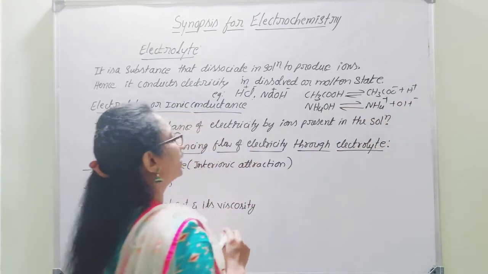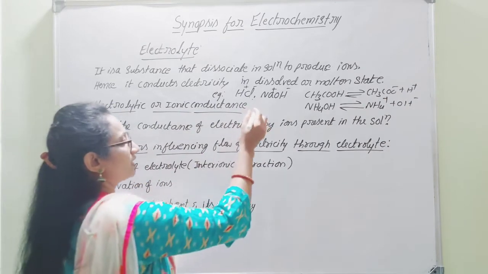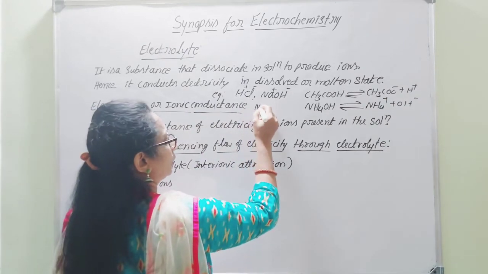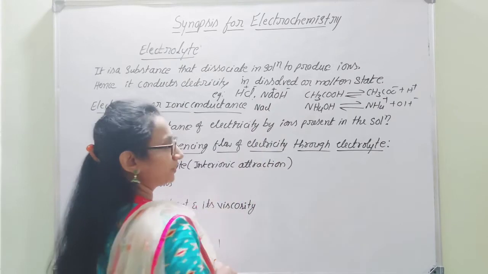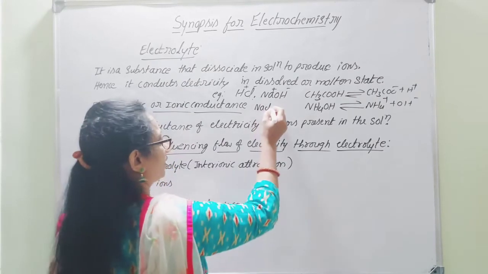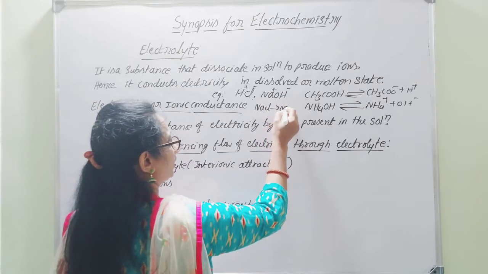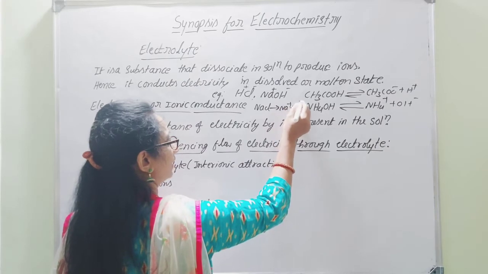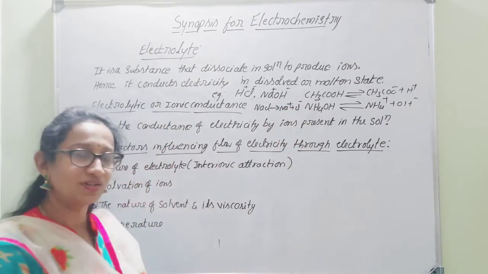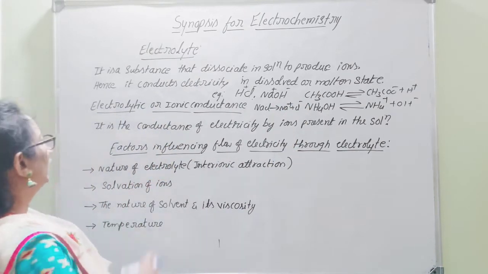That is how we can consider different examples which are said to be electrolytes. Either they will be strong electrolytes or weak electrolytes. So if we consider NaCl, it dissociates completely to give Na plus and Cl minus. It is also an example of a strong electrolyte.